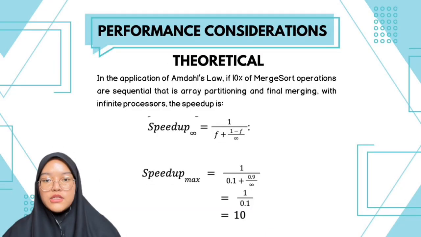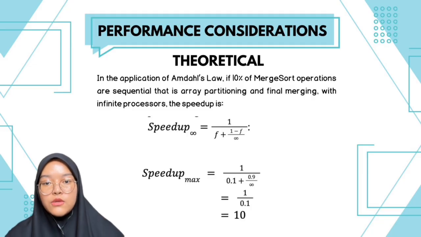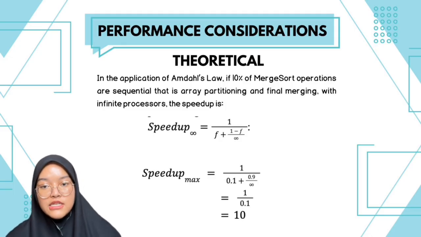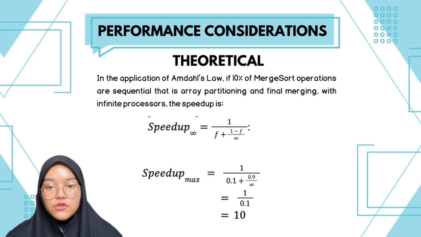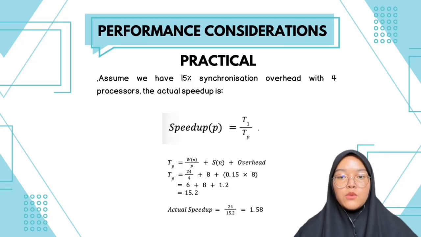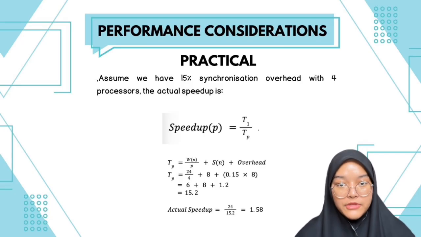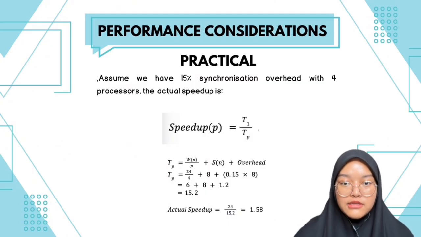For the theoretical speedup calculation, we assume that 10% of the operations are sequential with infinite processors, and the speedup can be calculated using this equation where f is the percentage. From this, we get the maximum speedup equal to 10. As for practical speedup, we assume that we have 15% synchronization overhead, which will make the actual speedup 1.58 when calculated using that formula.